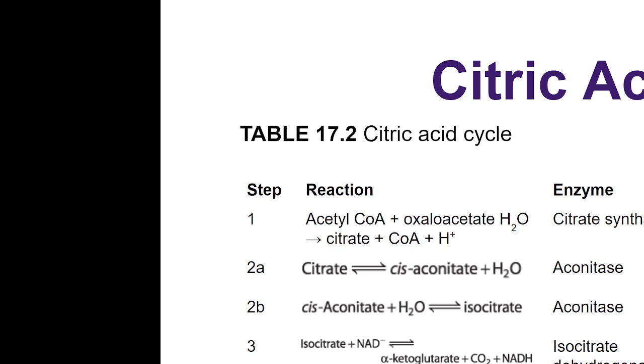Anyways, condensation is A. B is dehydration. C would be hydration. D is decarboxylation. E is oxidation. And F is substrate level phosphorylation. Keep in mind that the oxidations can go along with other things. For example, the decarboxylation is going to have oxidation with it.